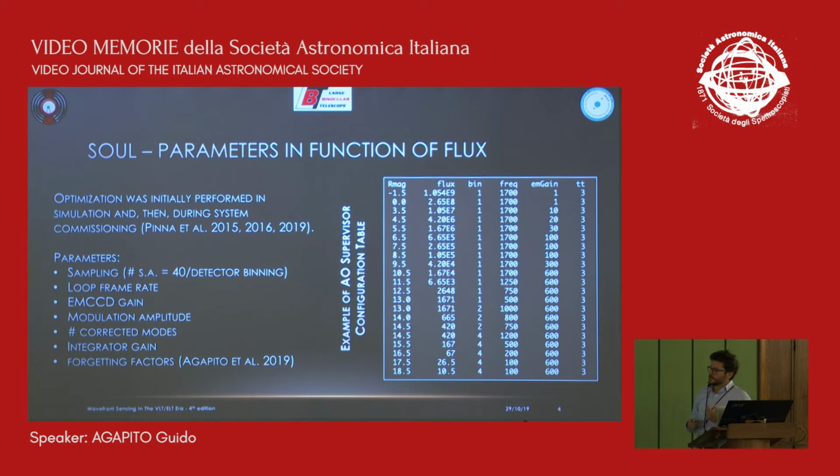To make the optimization, we start with simulation, both end-to-end and analytical ones. There are some papers that show them. And as you can see here, this is all the parameters. Then for the real system, we have a table that, in function of the magnitude, changes the binning, and so the sampling of the subaperture, the loop frequency, the gain of the MCCD, and the tip tilt modulation.